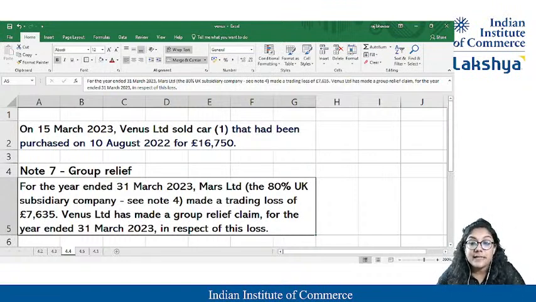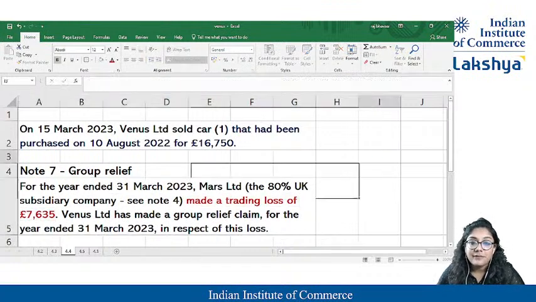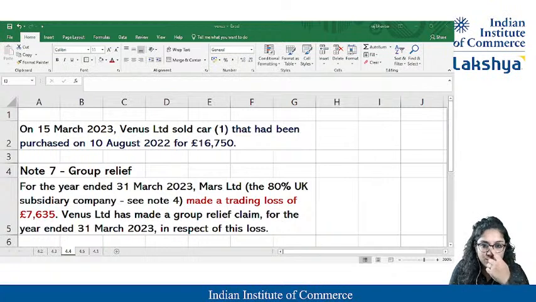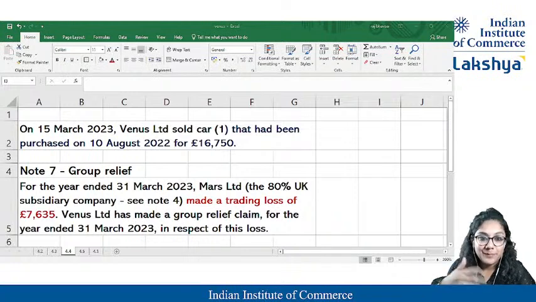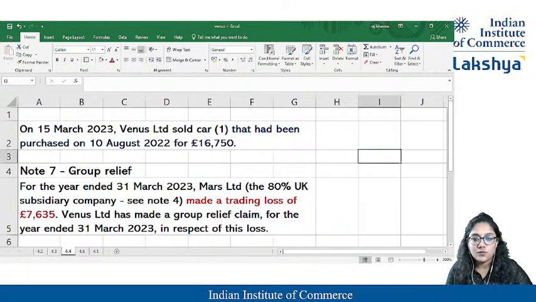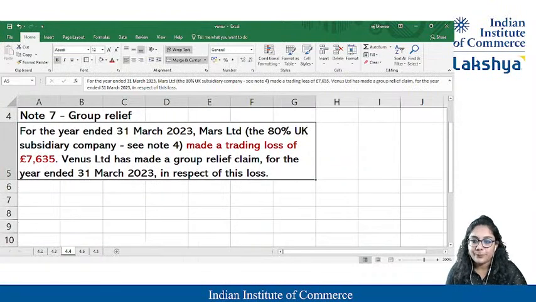Mars Limited has a trading loss of 7635. We know that if I'm having control over some company which is more than 75%, and they are having losses, we can take their losses. We can carry forward their losses, right? The holding company can take their losses. So yes, we can get a group relief.